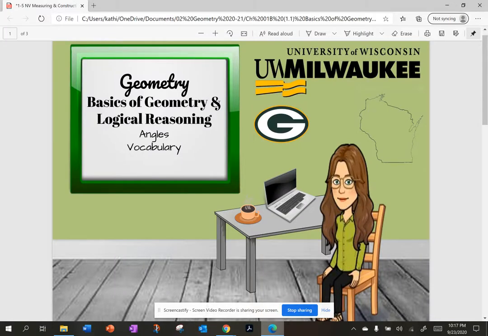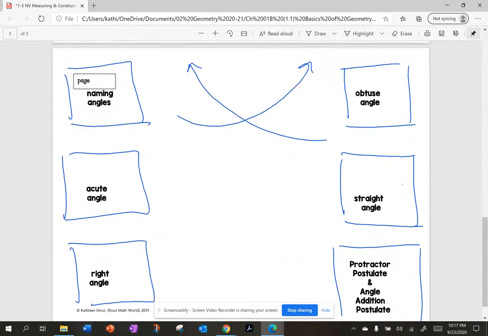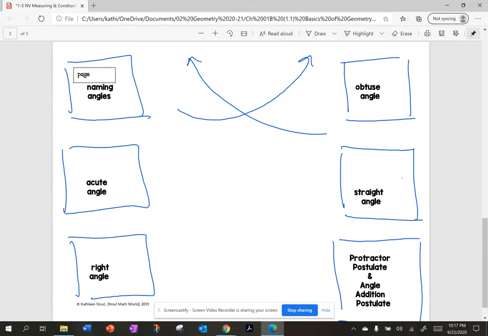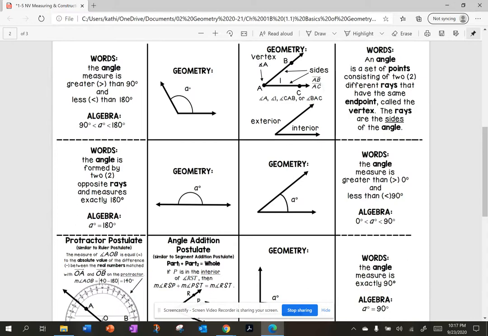Today's lesson is on angles, and I'm going to pre-teach the vocabulary. My goal is I want to be able to name angles by the proper word, know what the algebra is for the angle, and I also want to introduce two more postulates, the protractor postulate and the angle addition postulate. All right, so let's start.